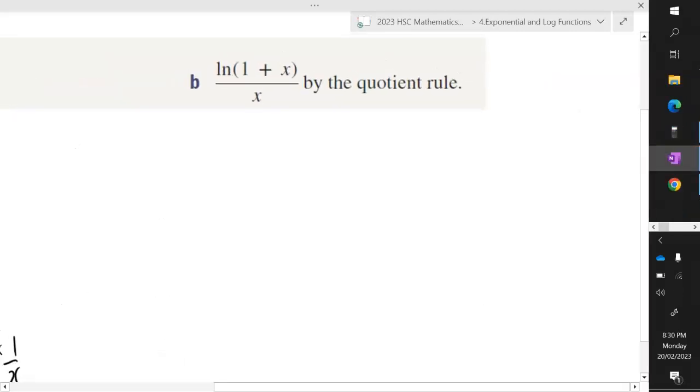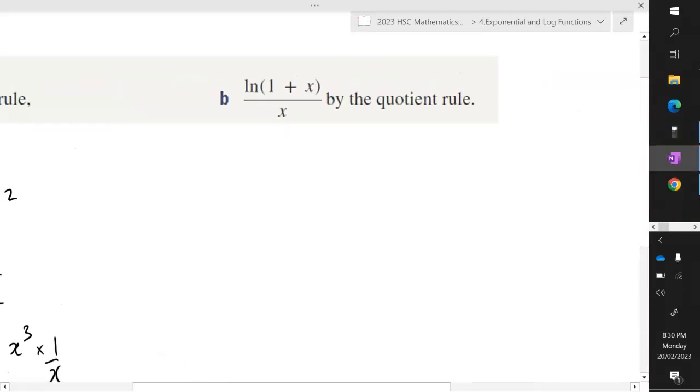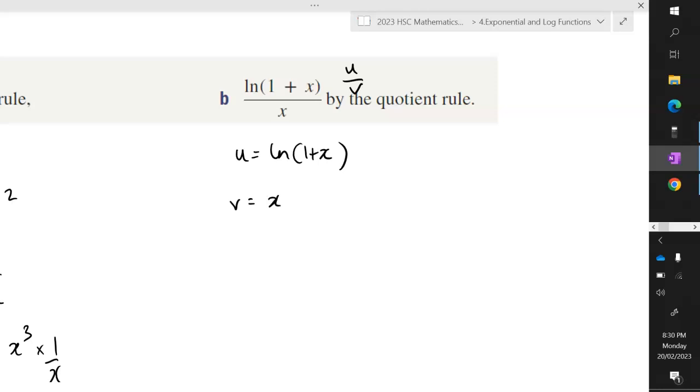Okay, similarly, we could have a look at b here, but we'd be using the quotient rule. Now, normally we wouldn't tell you to use the quotient rule, but because we're still learning with these, we've been a little bit nice. So here's our function y, and it's made up of u, which is ln of 1 plus x. That's our top. And our bottom, which is v, is x. So u dash is going to be the derivative of our function, and v dash is going to be equal to 1.